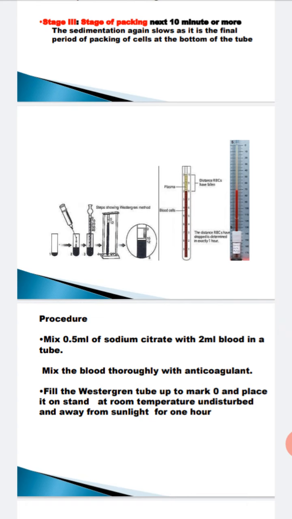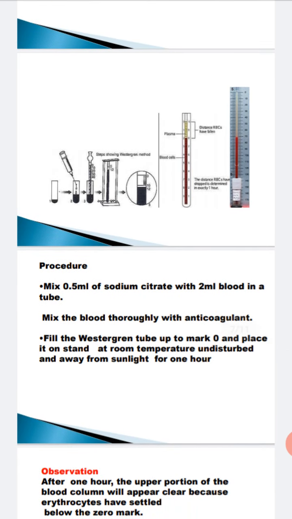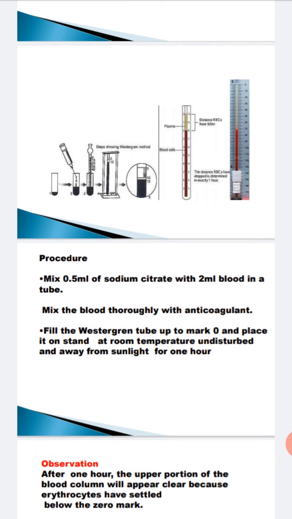Blood should be taken within 2 hours only, then only we can use it for this ESR. So the blood we are going to add to this. In the diagram you see we are adding blood, then we are mixing. After that you see a long tube here. This is the Westergren tube.